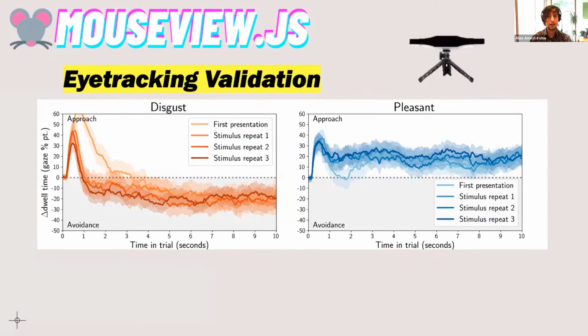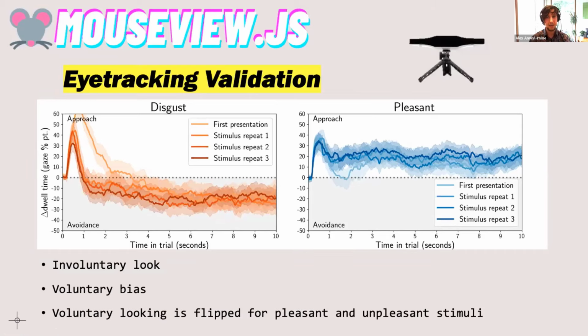So when we look at the lab eye tracking results of these two types of trials, we find this pattern. We have an early involuntary look to the evocative picture, regardless of what it is, and then a later voluntary bias after this. And this bias goes in the direction of the pleasant image. So people are looking at the thing that they're interested in, and this is quite nice. And then it's flipped for the unpleasant or disgusting images.